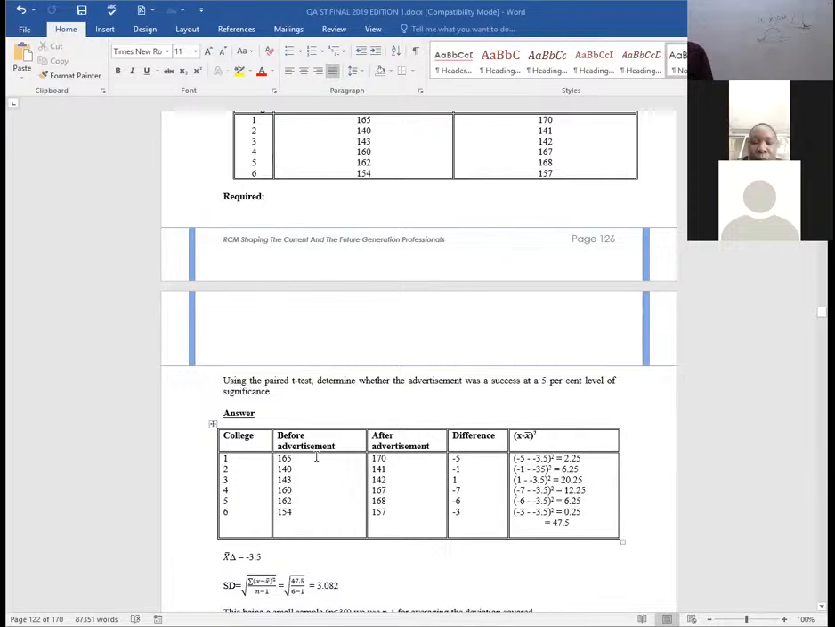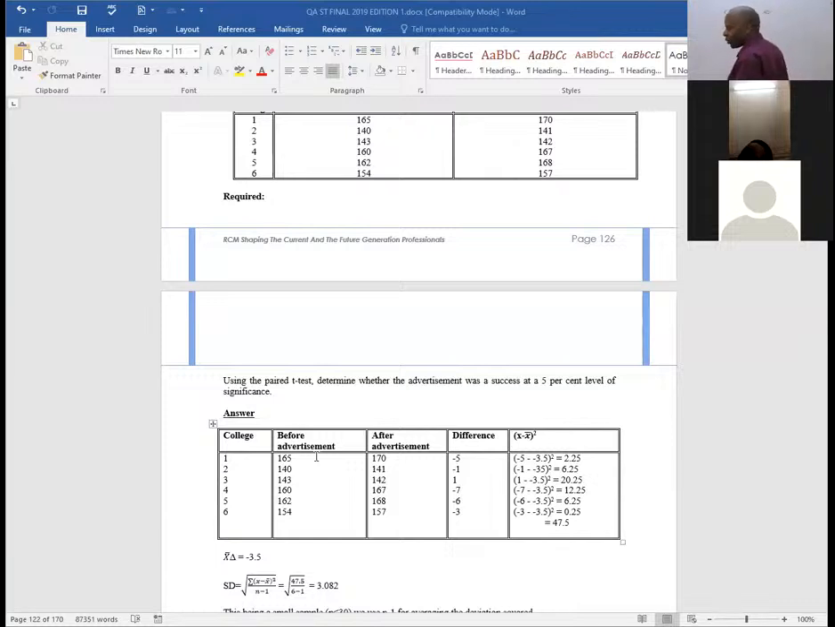Create this table. Write down the table as it was provided in the exam. So we have college here. Paired t-test, I love paired t-test. So 1, 2, 3, 4, 5, 6. And then we have before advertisement versus after advertisement.